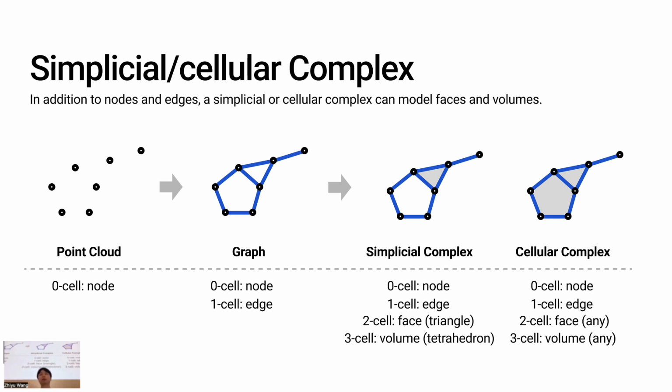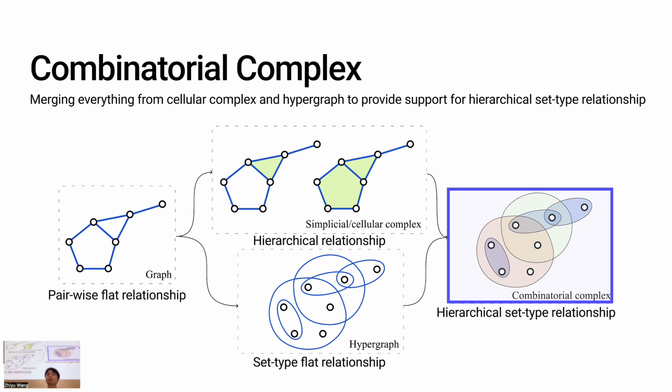Like in proteins, if we represent a secondary structure as a face, it will require all the residues in that secondary structure to be connected. And sometimes it would cause artificial edges to be introduced in our graph, and as a result, eventually leads to unwanted message flow.